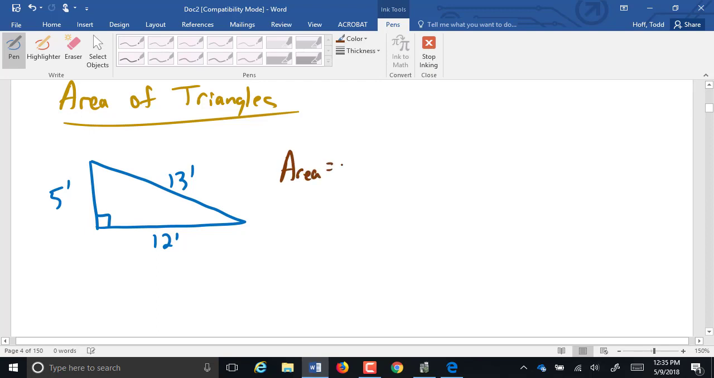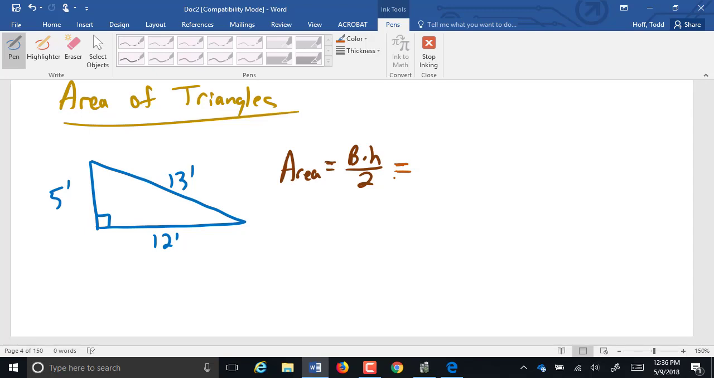What was the formula, first of all? Base times height, then divided by 2, or 1/2 base times height. Well, how do I know which one's the base and the height? First of all, does it matter which one's the base or the height? It doesn't matter which is which, but I do have to pick the right two. Of the 3 sides of that triangle, how do I know which 2 to use? When I find areas, the 2 dimensions I use have to have what relationship to each other? They have to form a right angle. They have to be perpendicular.